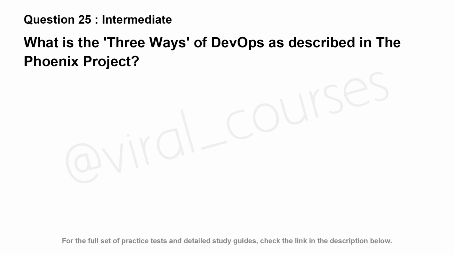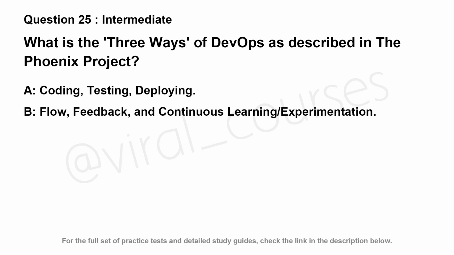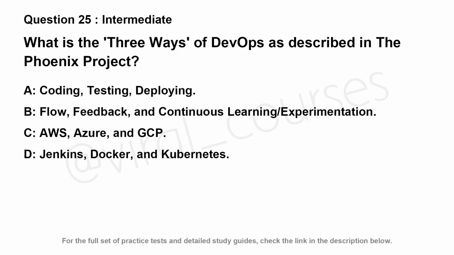What are the Three Ways of DevOps as described in The Phoenix Project? Option A, coding, testing, deploying. Option B, flow, feedback, and continuous learning and experimentation. Option C, AWS, Azure, and GCP. Option D, Jenkins, Docker, and Kubernetes.